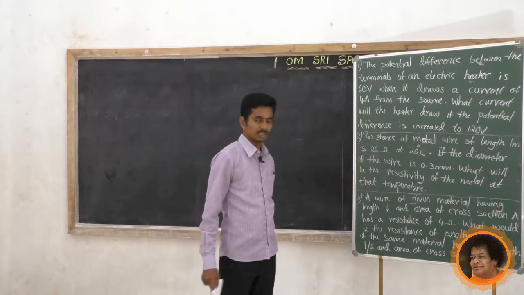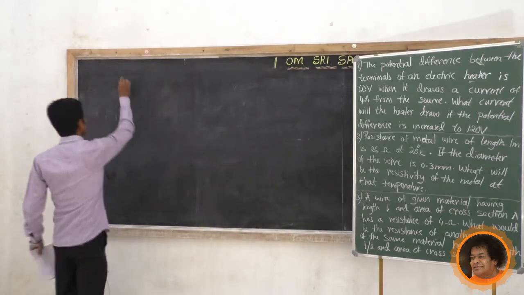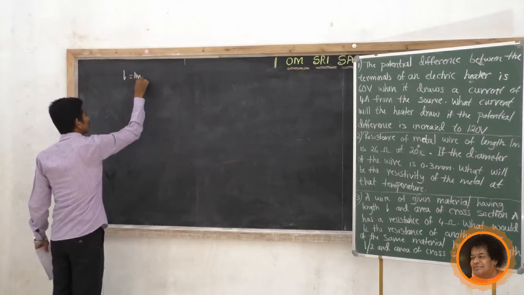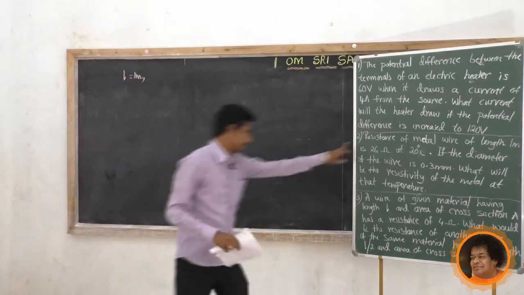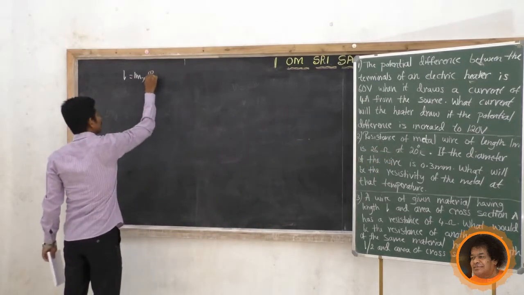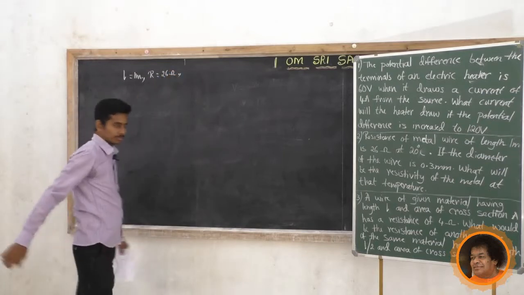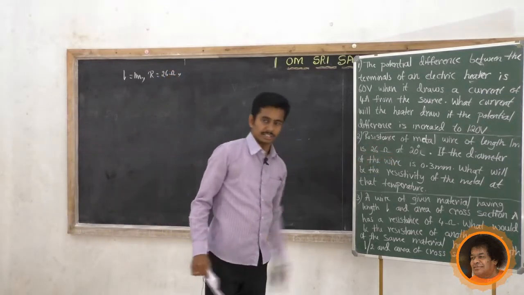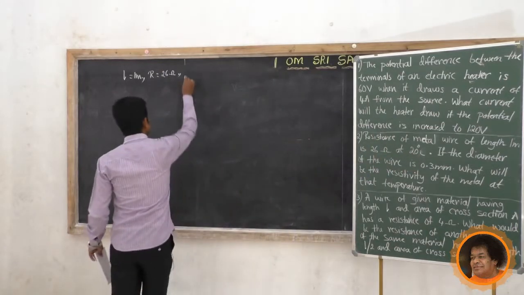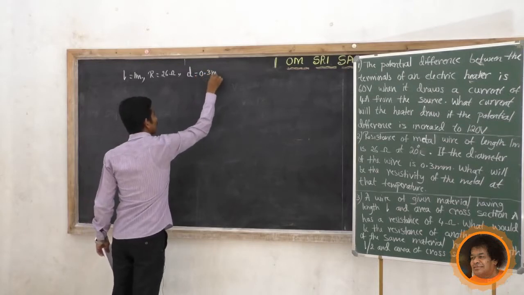Resistance of metal wire of length, what is the length? It is 1 meter. So write L equal to 1 meter, length is denoted by the letter L. Then the resistance of the metal is 26 ohm. Resistance is denoted by R. Write it as 26 ohm. At 20 degrees Celsius, the diameter of the wire is denoted by the letter D. So D is 0.3 millimeter.